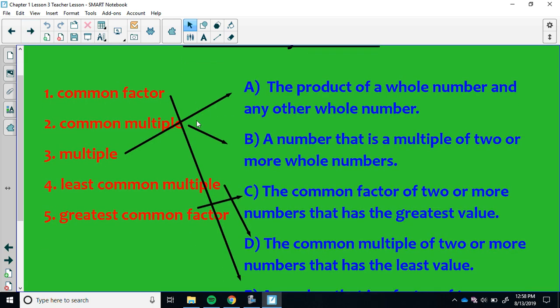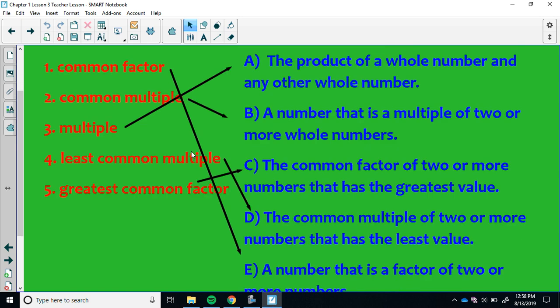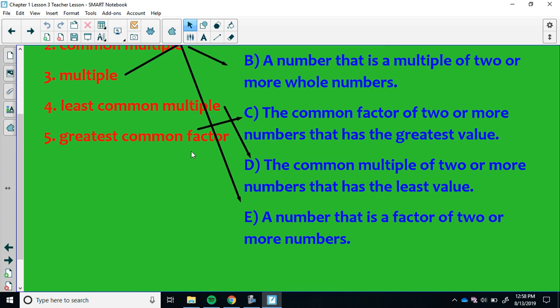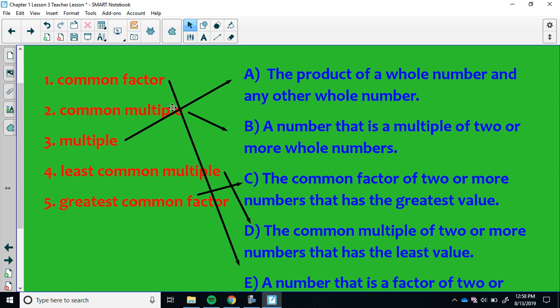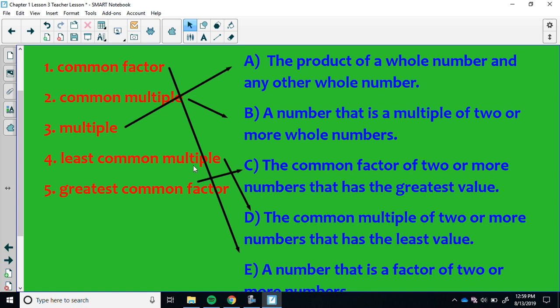Vocabulary. Common factor. Common factor is a number that is a factor of two or more numbers. I'm going to get rid of these as we go. No, I'll leave it there. A common multiple, a number that is a multiple of two or more whole numbers. Multiple, the product of a whole number and any other whole number. Least common multiple, the common multiple of two or more numbers that has the least value. And greatest common factor, the common factor of two or more numbers that has the greatest value. All terms that you'll need to understand and know what they mean in order to complete these problems.